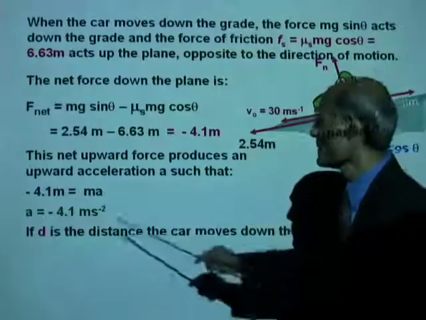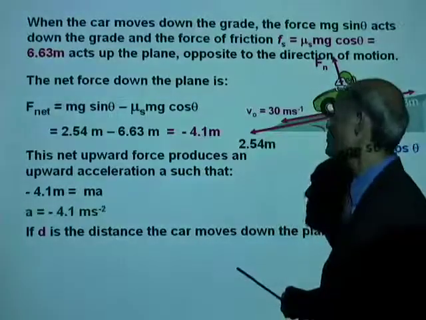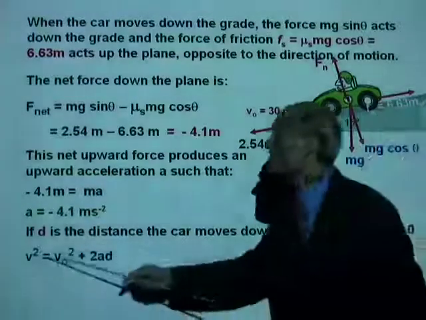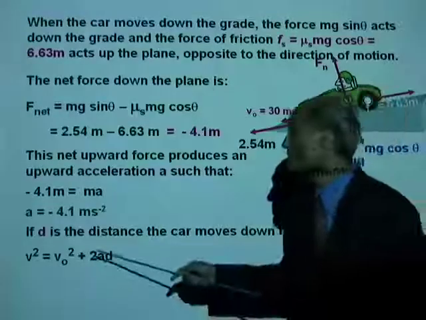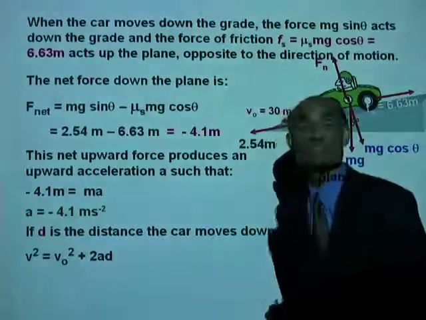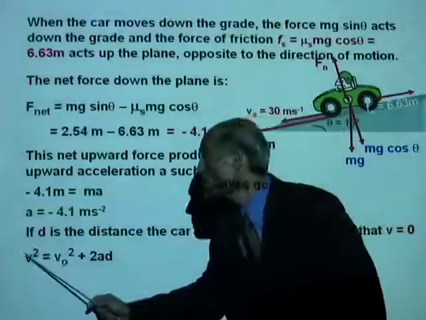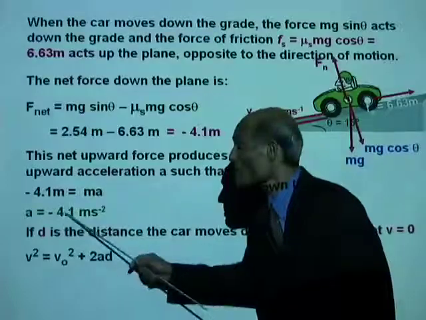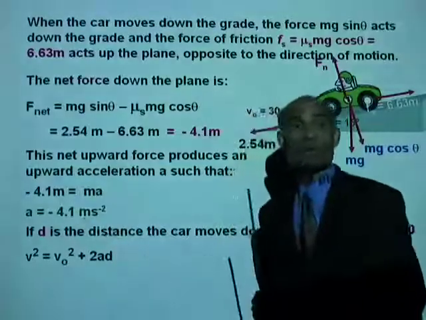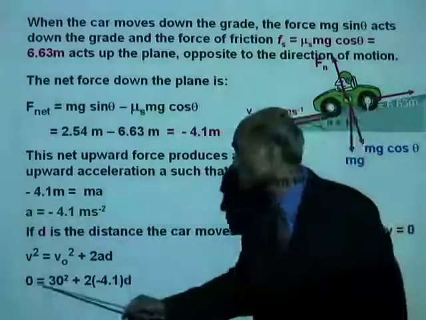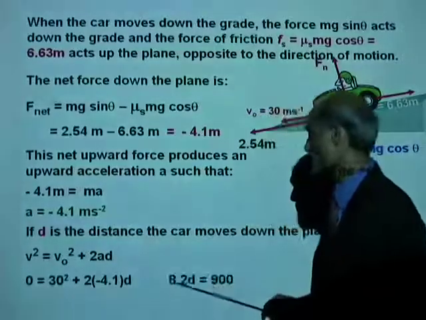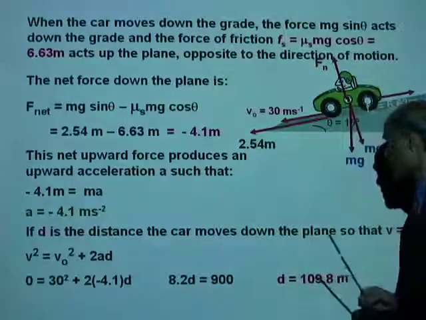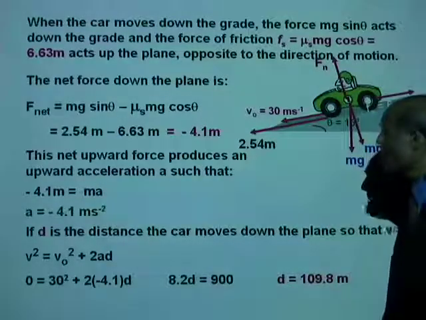And to find the distance it travels before it stops, we can use the same equation. What's the equation? If d is the distance the car moves down the plane so that v becomes 0, then v squared equal to v0 squared plus 2ad. And again, v will be 0, v0 is 30, a, the acceleration is negative 4.1 meter per second squared, and using those values, we can now calculate d, and d equal to 109.8 meter.